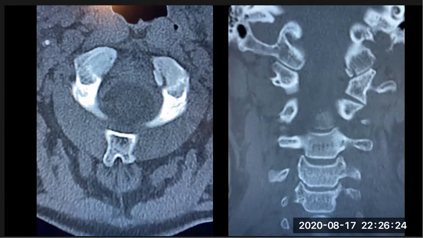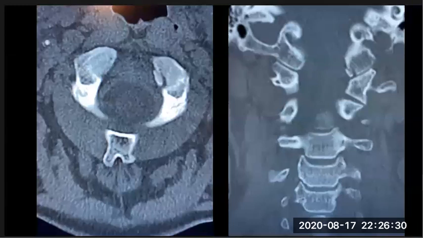Anyone spot the finding? Hello? Anyone see the finding? Hello?